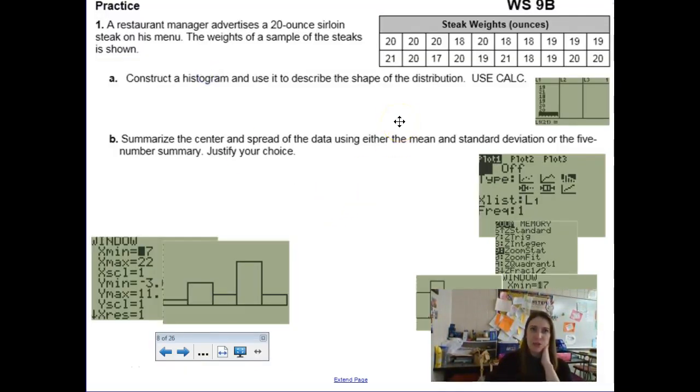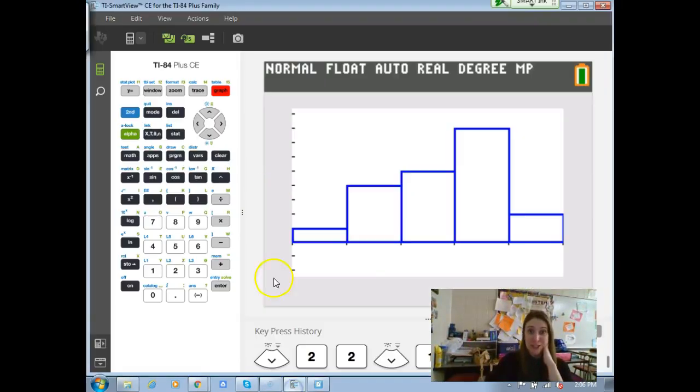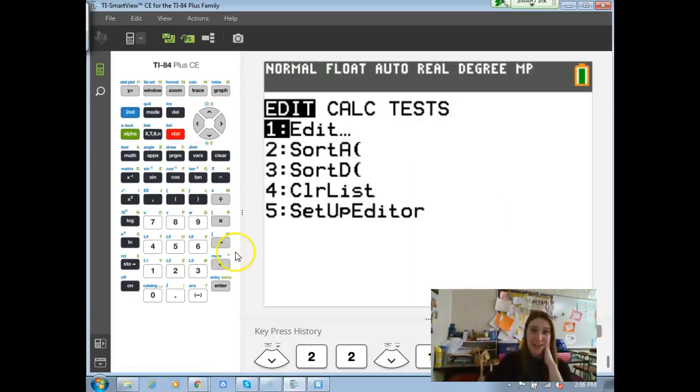Okay, so construct a histogram, describe the shape. I was claiming that it was skewed left, but again, if I have something typed wrong or you want to claim otherwise, that's fine. Summarize the center and the spread of the data using mean and standard deviation, and then the 5-number summary. So for my data, which again, a little concerned I have it wrong, let me just go to my edited list.